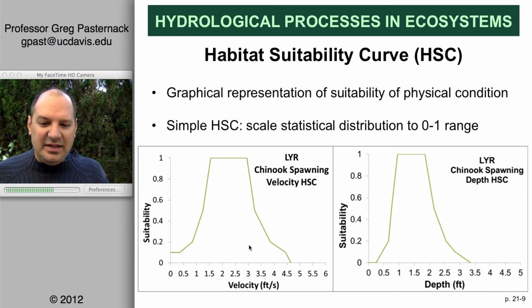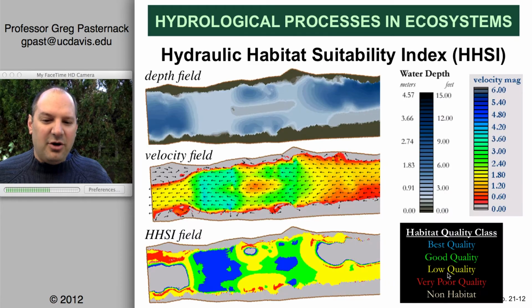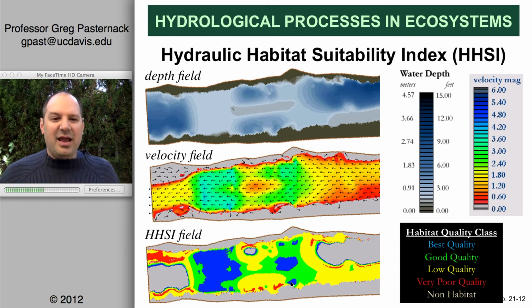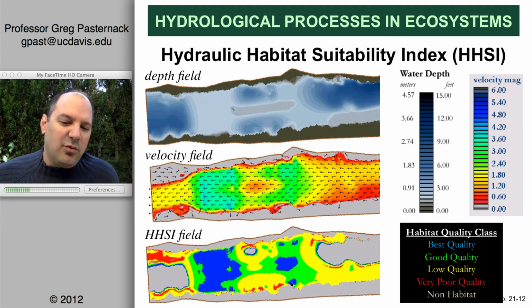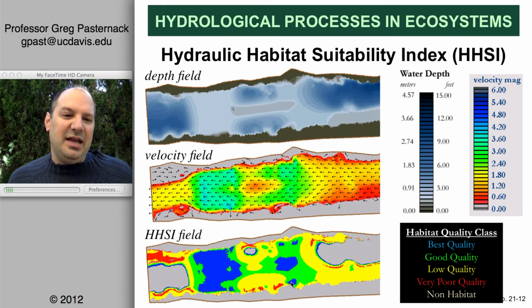So we can say, okay, let's say I have a cell that has a velocity of 4, then I'll get a suitability of 0.2. And let's say I have a depth of, I don't know, 2.5, get 0.2. And I can put all that together and create a map on the bottom that combines the depth and velocity attributes to create the hydraulic habitat suitability index.